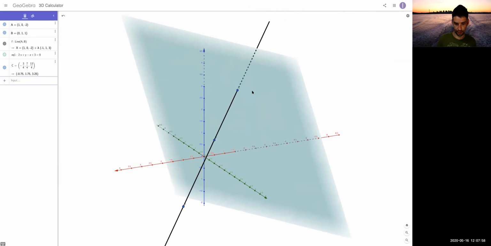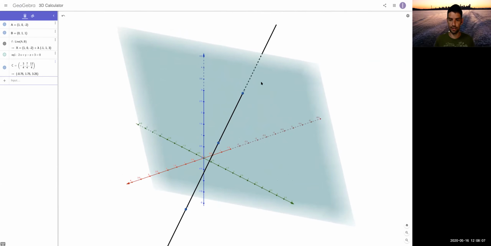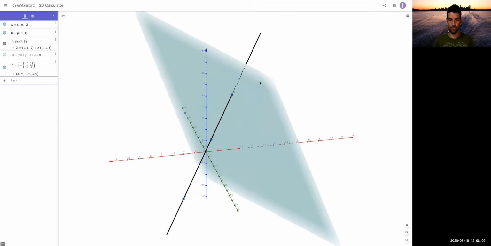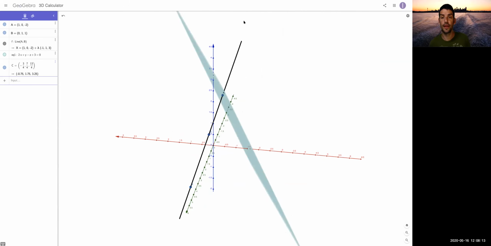So I think this is the correct orientation in terms of our standard orientation. The red is the X, the green is the Y. We can see what this line looks like. It's a little hard to tell where the plane is until you start moving it around a little bit, but we can see that intersection there.